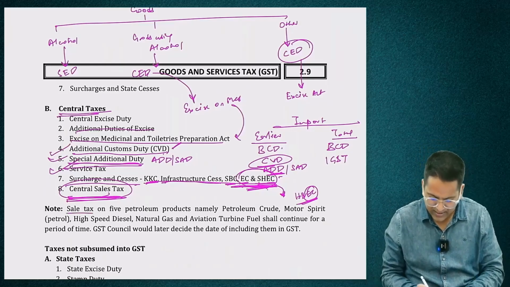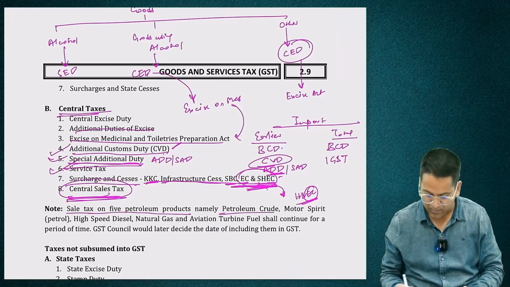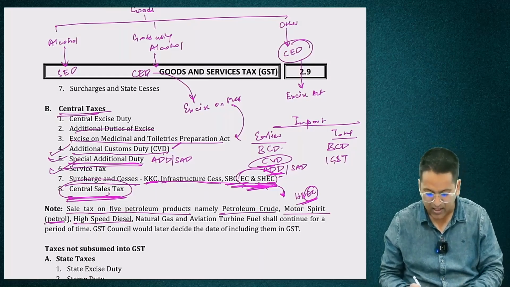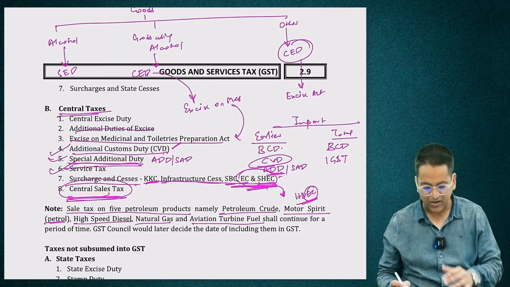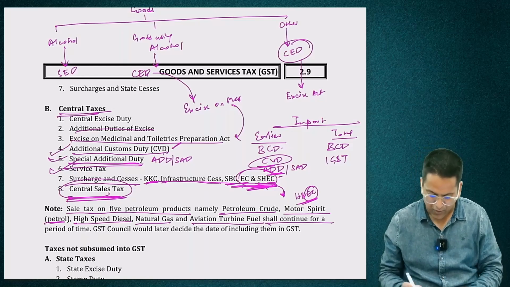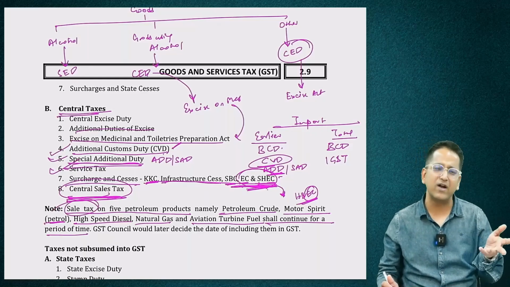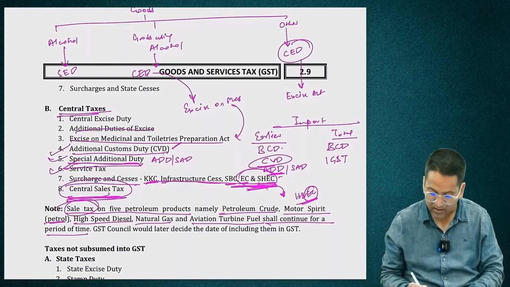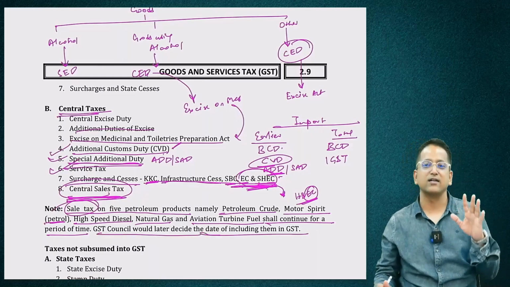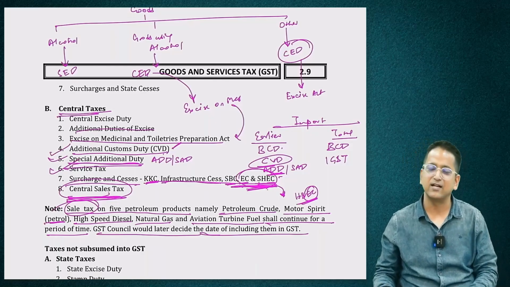Note: sales tax on 5 petroleum products. The 5 petroleum products are petroleum crude, motor spirit which we call petrol, high speed diesel, meaning diesel, natural gas and ATF, aviation turbine fuel, which is put in airplanes. This will continue to have sales tax, that is, the same VAT or CST will continue for a period of time. The GST Council will decide when to bring this into GST.